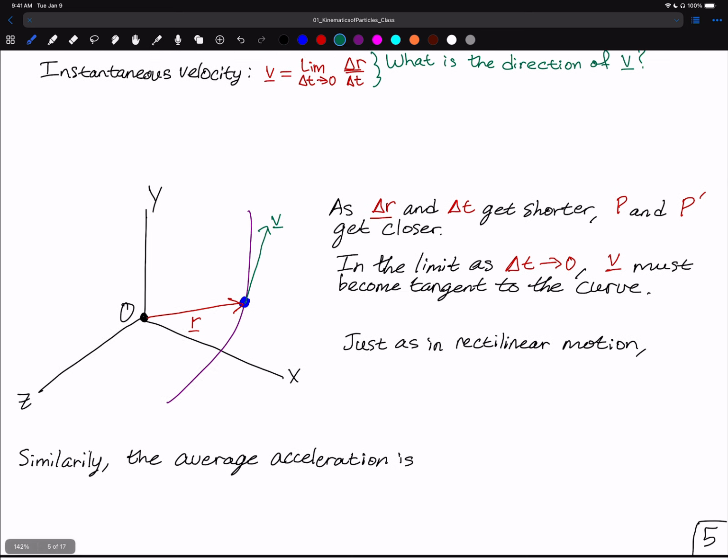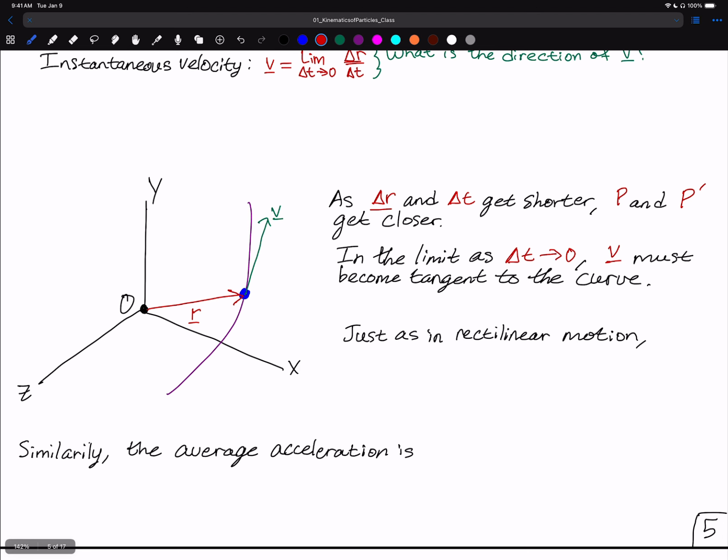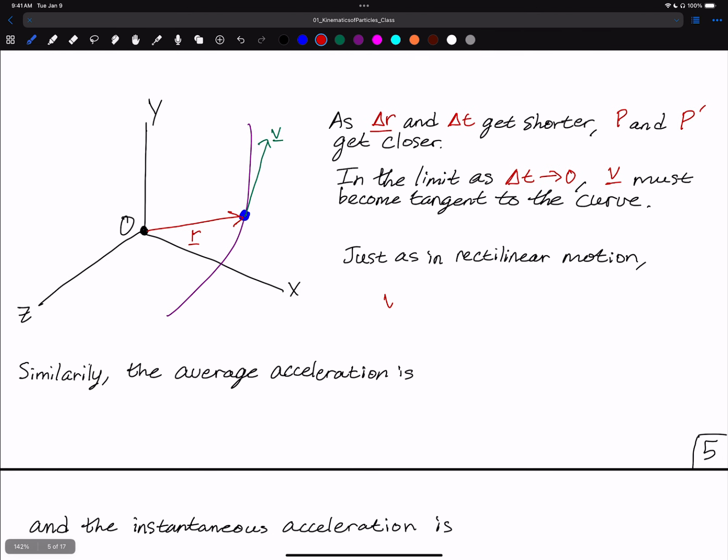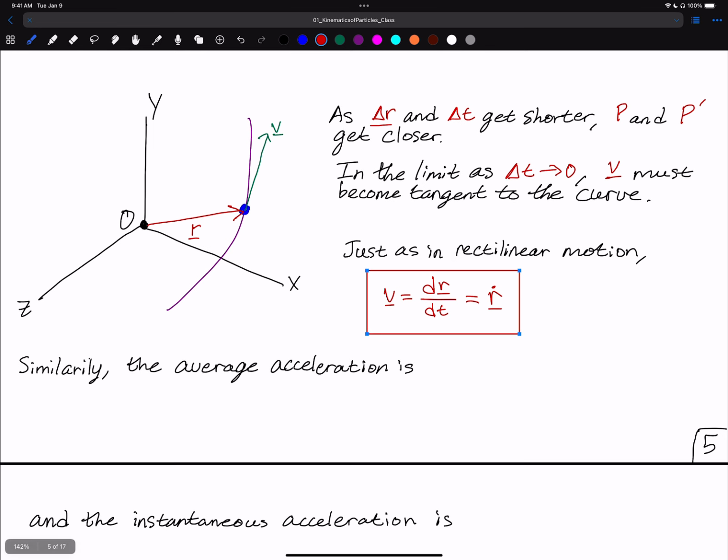As a result of this, just as in rectilinear motion, we'll find that the velocity vector is equal to dr over dt, or we can write this as r dot. In this case, the velocity vector is not pointing in the same direction as the position vector, but it's actually becoming tangent to the curve. And in fact, delta r will become tangent to that curve as well.